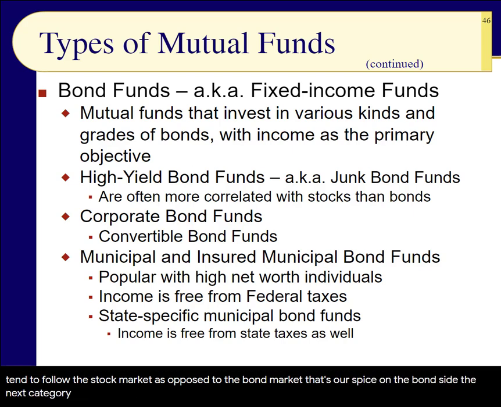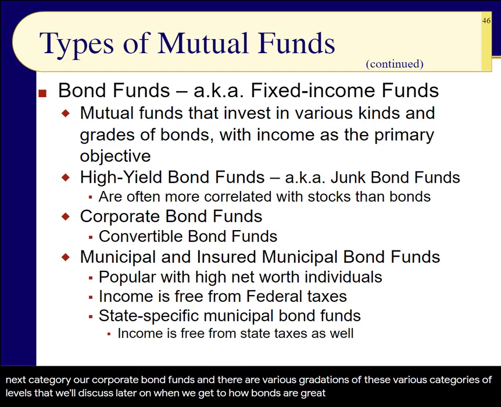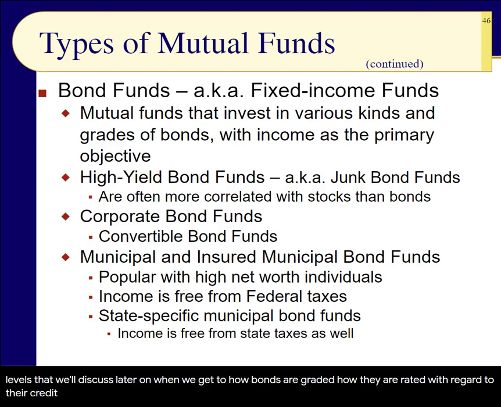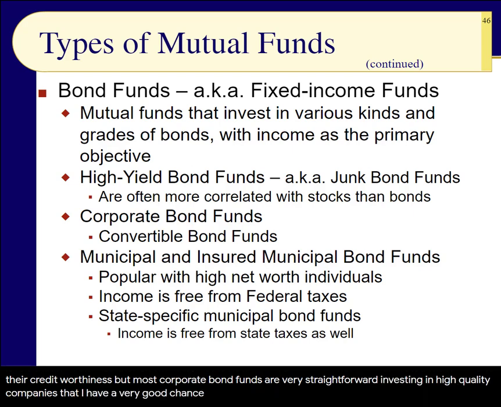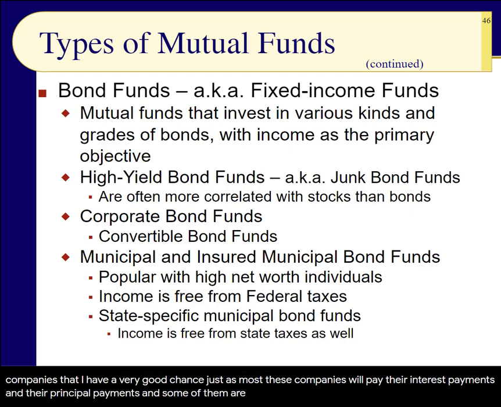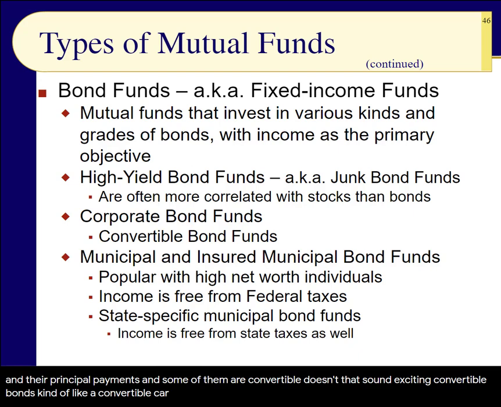The next category are corporate bond funds, and there are various gradations of these, various levels that we'll discuss later on when we get to how bonds are graded, how they are rated with regard to their credit worthiness. But most corporate bond funds are very straightforward, investing in high quality companies that have a very good chance, just as most people pay their mortgages and their car payments. These companies will pay their interest payments and their principal payments. And some of them are convertible. Doesn't that sound exciting? Convertible bonds? It's kind of like a convertible car? No, not really. We'll discuss those later when we get to bonds.